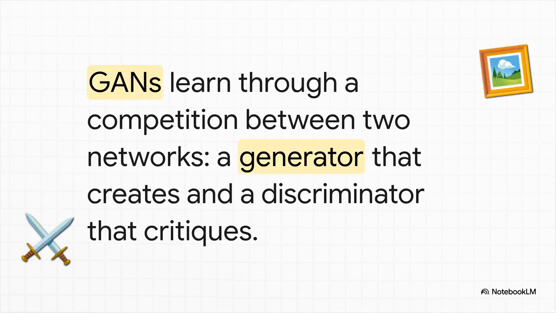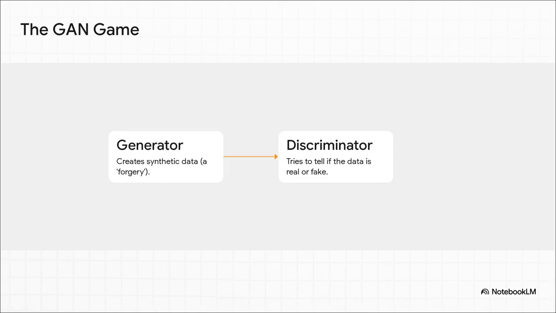Next up, let's talk about Generative Adversarial Networks, or GANs, and the name really says it all, adversarial. These things learn through a fascinating and really competitive game between two neural networks that are constantly trying to outsmart each other. Just imagine an art forger and a detective. One network, the generator, is the forger. Its job is to create a fake that looks real. The other network, the discriminator, is the detective trying to spot the forgery.